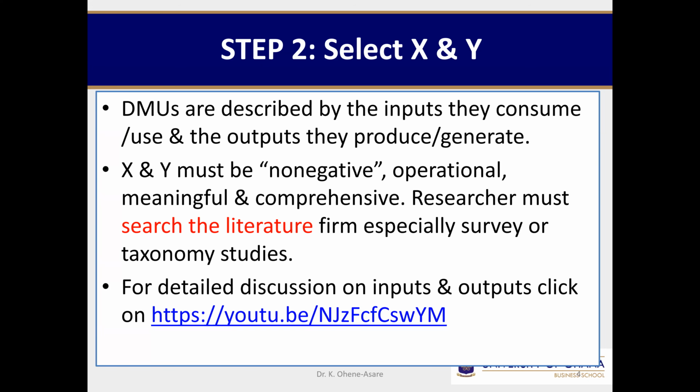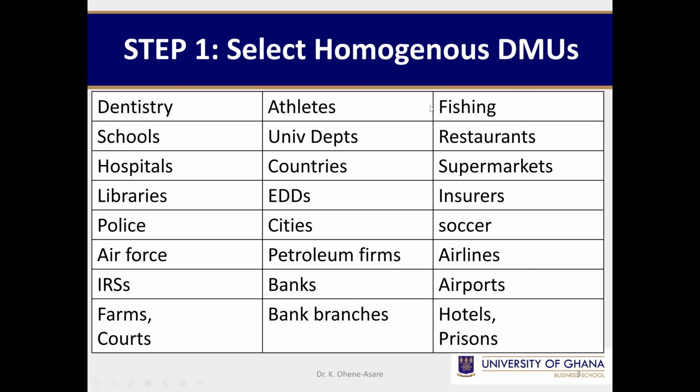Because I don't see why it should be hard, Doc, because once they are homogeneous. Hold on. Since you say you don't see why it's hard, let's take an industry like police. What are the inputs and outputs in the police? Labor is one. Assets. Capital.